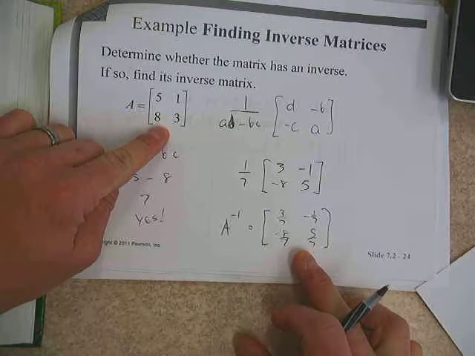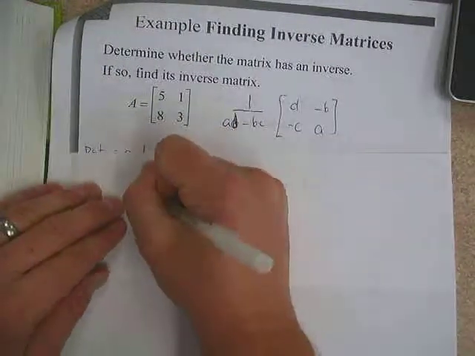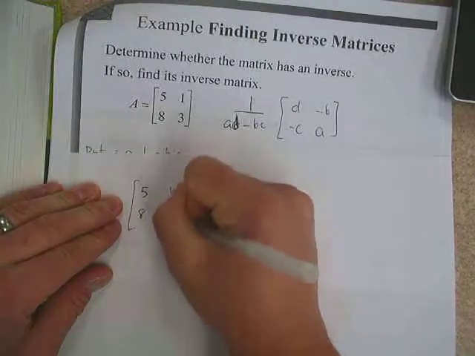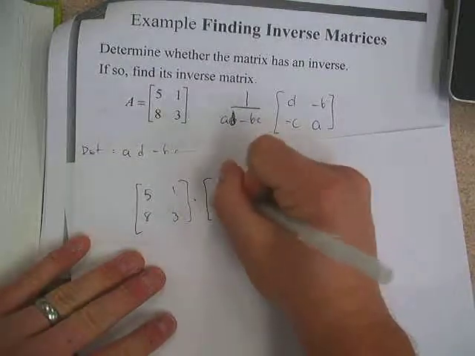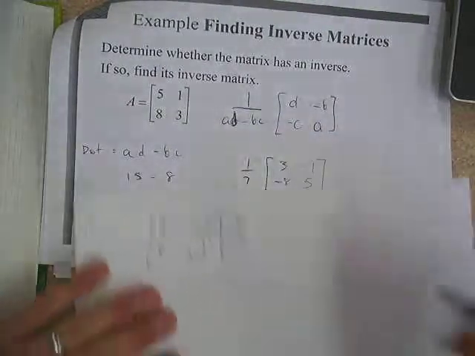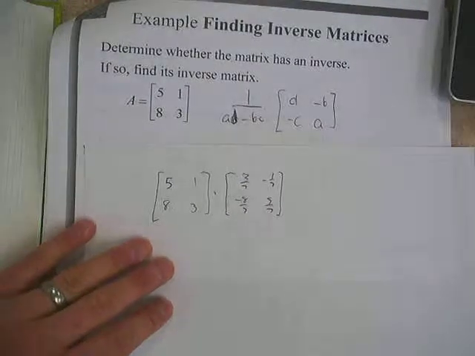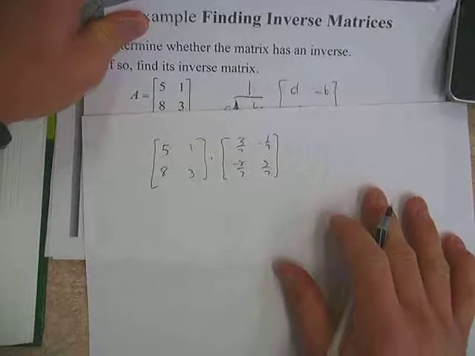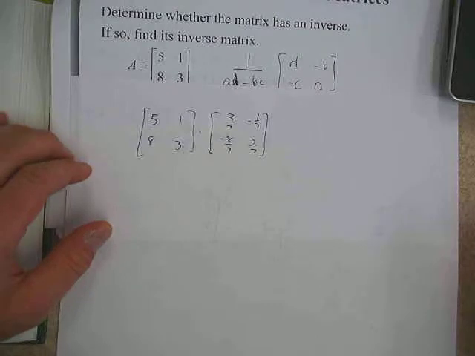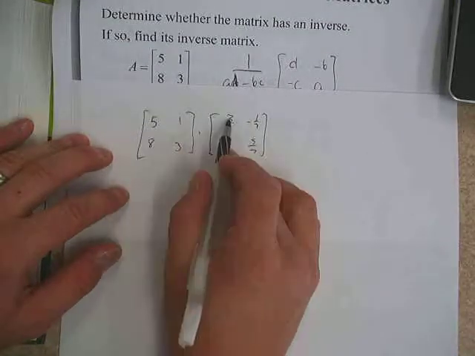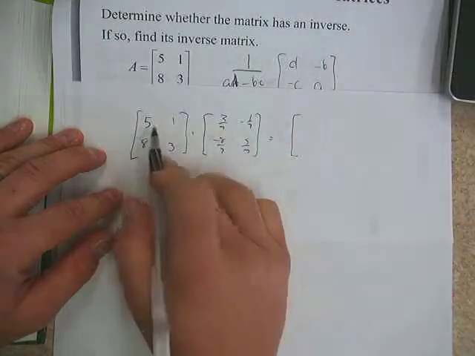So if it is A inverse, then what should happen when I multiply these two together? I should get the identity. Okay. So let's find out if that's true or not. We can prove that we're right by doing the matrix multiplication. So I'm going to multiply by 3/7, negative 1/7, negative 8/7, 5/7. I'm going to multiply these two matrices together and show that they are in fact inverses, because the result here, if I did it right, had better be 1, 0, 0, 1.